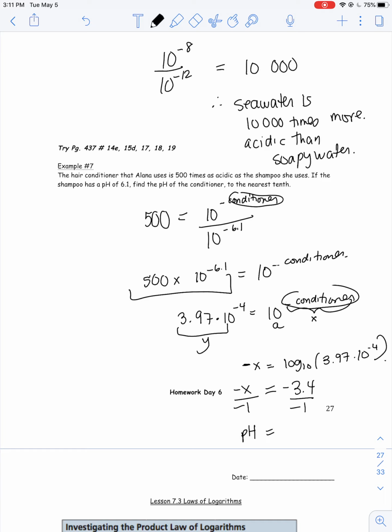So we're going to get that negative x equals negative 3.4, and then we're going to divide both sides by negative 1. So the pH of the conditioner is actually 3.4.